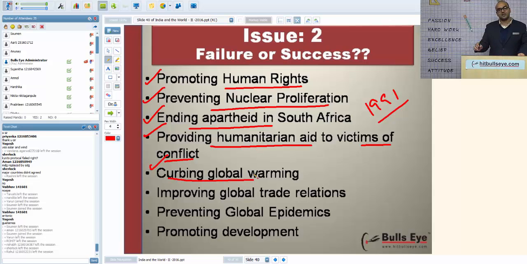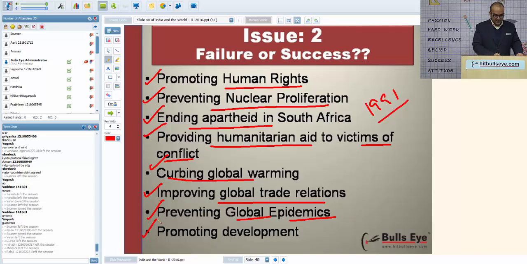Curbing global warming, again you see that Kyoto Protocol, which was still a stronger agreement, has been diluted in the Paris conference of COP21, as we discussed earlier. Improving global trade relations, again over here the performance of United Nations is still questionable, because countries still prefer signing bilateral trade agreements between each other as compared to signing regional agreements, right? Preventing global epidemics, there has been limited success in terms of eradication of smallpox and eradication of polio in Southeast Asian nations.